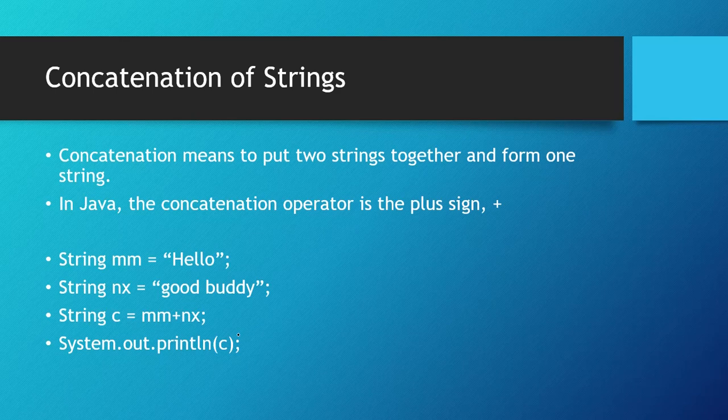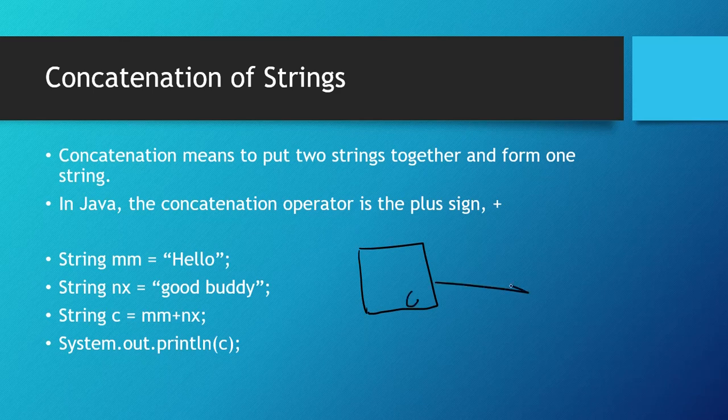Now, there's a couple of other things about strings that we're going to talk about. There is concatenation, which is a fun word. It means to put two strings together to form one string. So in Java, the concatenation operator is the plus sign. So right here, I have string a equals hello, string b equals good buddy, and string c is a plus b. So what I am doing is I am taking a and adding b to it. So what's c? So this is c right here.